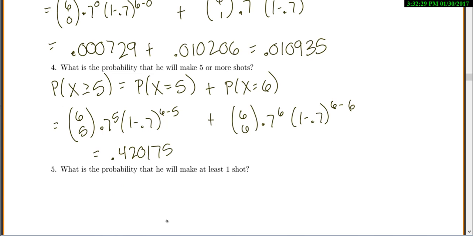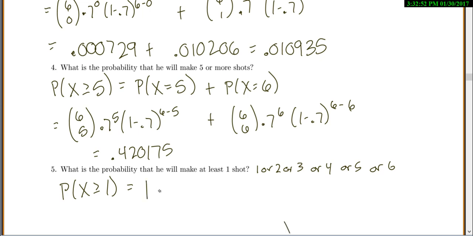And finally, the probability that he'll make at least 1 shot. So we're looking for the probability that x is greater than or equal to 1. Greater than or equal to 1 means 1, or 2, or 3, or 4, or 5, or 6. So you could find each of those probabilities one at a time, but you probably don't want to. So we'll use the complement rule.